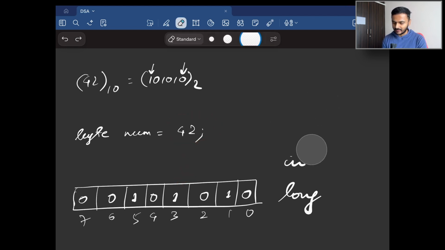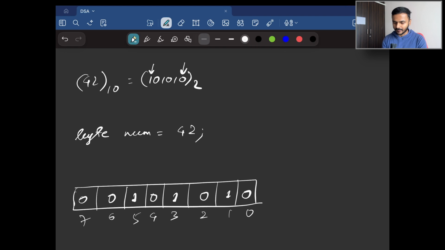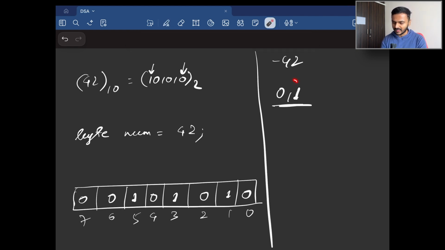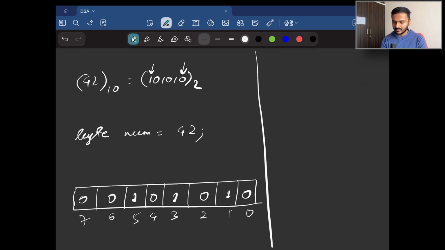Now the next question is, how do we represent a negative number? For example, minus 42, because we know that everything in computer is stored in binary, that is as a combination of zeros and ones. So using just these two digits, how do we represent a negative number? More specifically, how do we denote this minus sign? Let's talk about that. One way to do that is ones complement.